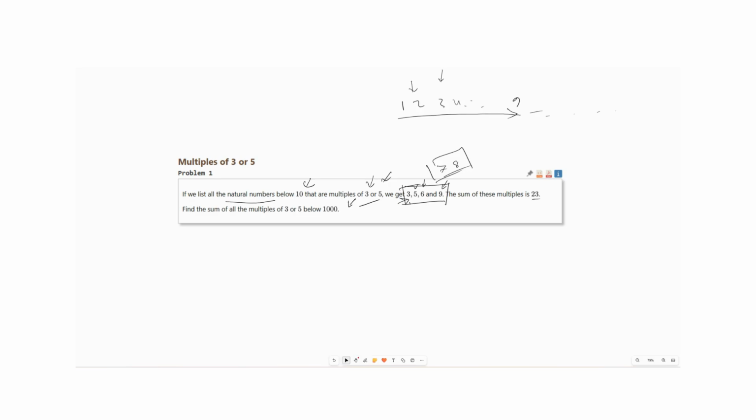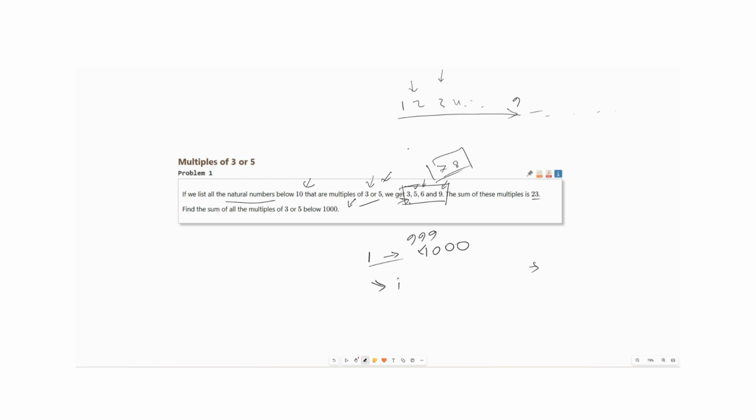The solution for this problem is just to traverse starting from 1 to 1000. In this case we cannot include 1000, since it says below 1000, up to 999. So we have to check every single number to see if it is divisible by 3 or 5. If it satisfies the statement, then we can add this number to our running sum.